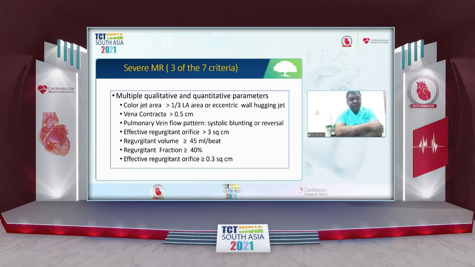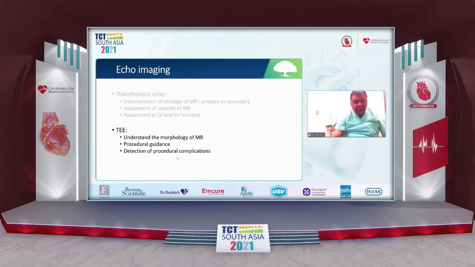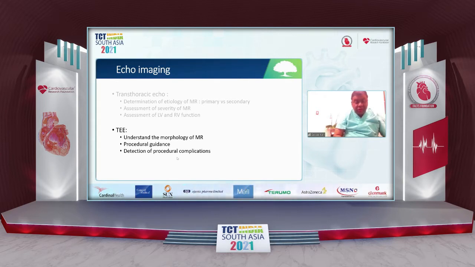One more comment. Sometimes the transthoracic windows are not very good, and you may underdiagnose MR. In that case, sometimes TEE can pick up eccentric jets which you missed with transthoracic echo. When it comes to TEE, this is critical. It's important to understand the morphology of MR and sometimes also severity. It's very important in procedural guidance, and the detection of procedure-related complications can all be encompassed by TEE.